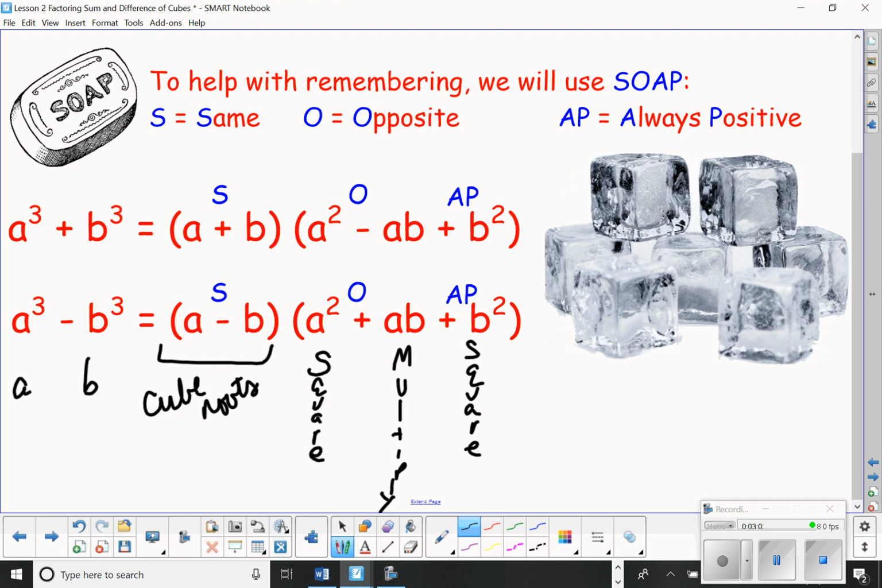And the way we figure out if we're adding or subtracting is just with SOAP. So it's cube roots, SMS. Cube roots, SMS. Square, multiply, square. And what are we doing that with? With the cube roots. And we're connecting it all together with some SOAP.